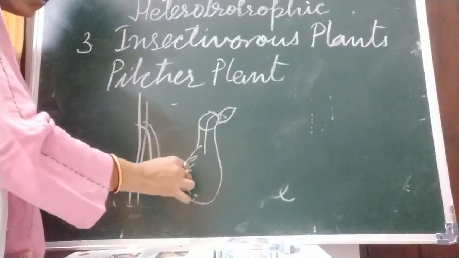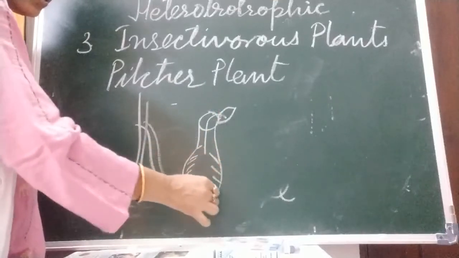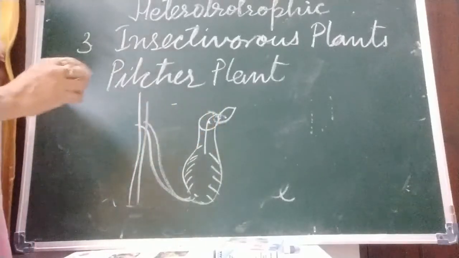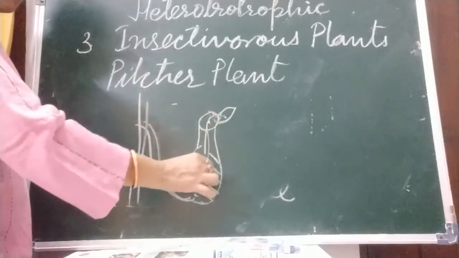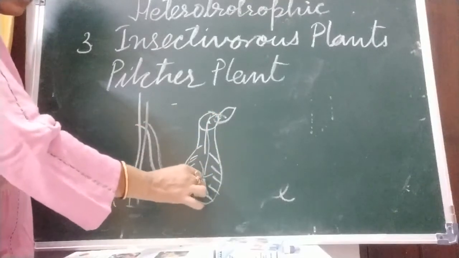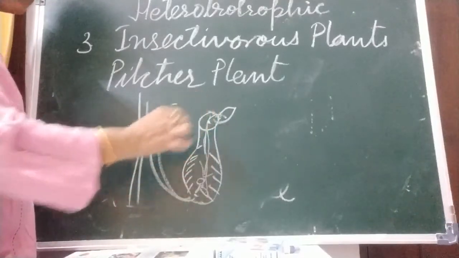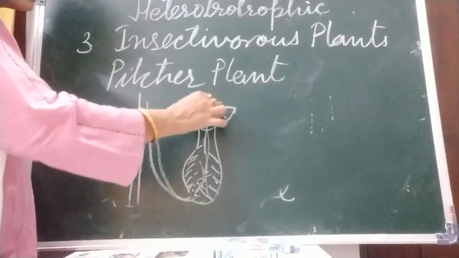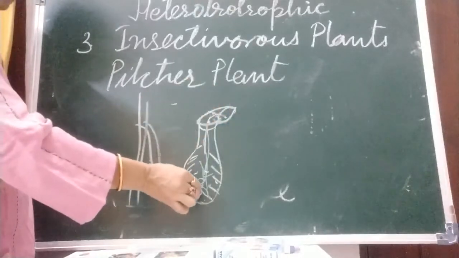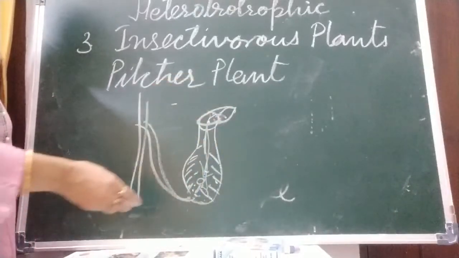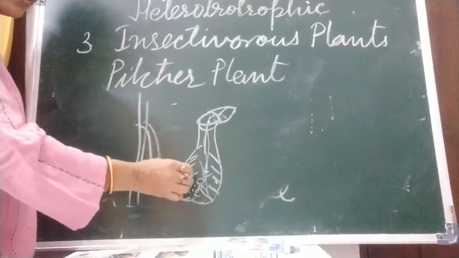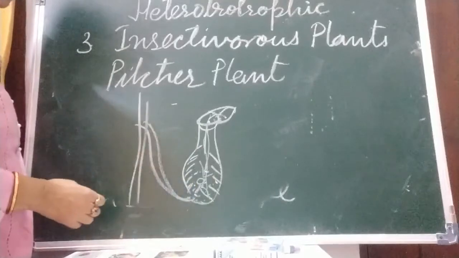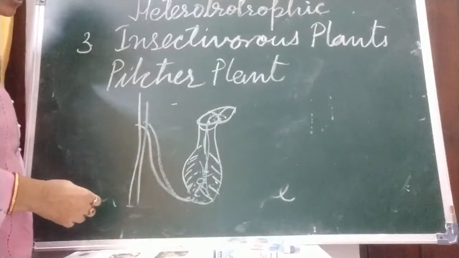There are also tiny hair in this. When an insect sits at the mouth of the pitcher, it slips down, and what happens? These hair do not allow it to go back, and digestive juices are present. The lid shuts, and the insect is not able to move out. Digestive juices digest the insect. So this is the pitcher plant.